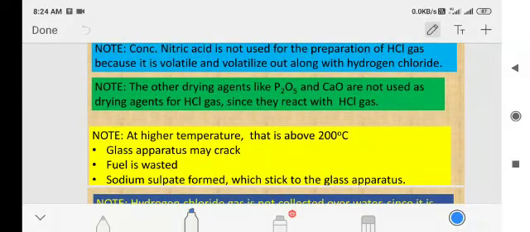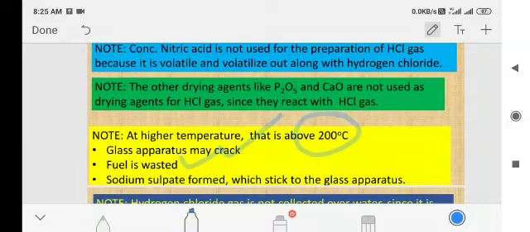Then the next point is maintaining temperature. The temperature is maintained below 200 degrees Celsius, and if the temperature moves above 200 degrees Celsius, what are the problems? Let us see. The first point is the glass apparatus which we use may crack or break at high temperature. That is why we are maintaining the temperature just below 200 degrees Celsius. The second thing is not that important, but please learn it by heart: fuel may be wasted.